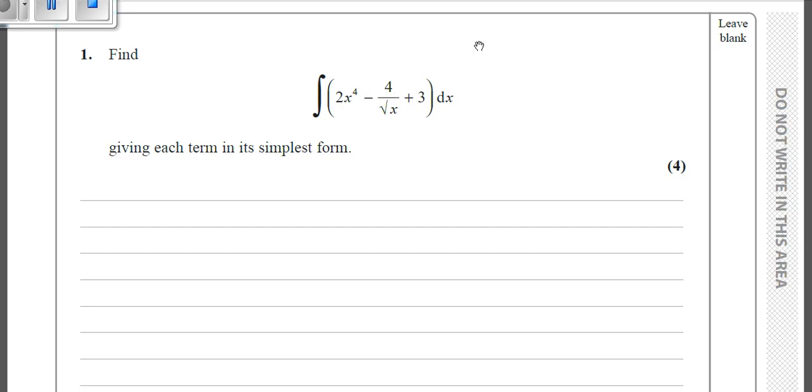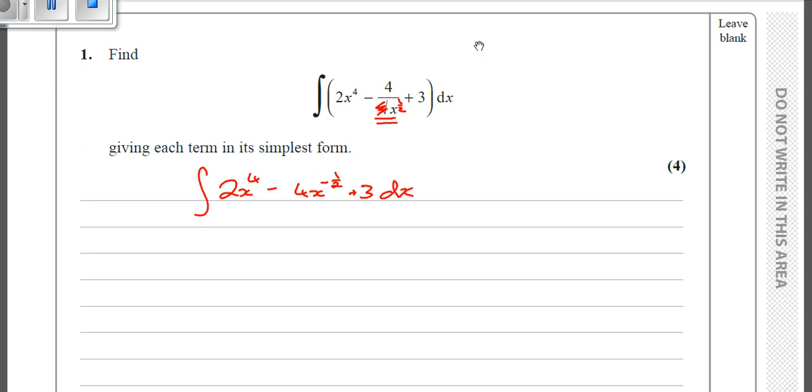The first thing you've got to do with integration is anything where the things are on the bottom, bring it up to the top. So we're going to rewrite it as 2x to the power of 4 minus. To bring this up to the top, the square root of x means x to the power of a half. But when you bring it up to the top, you've got to change it to a negative. So it's 4x to the power of minus 1/2, then plus 3, and we're going to integrate that.